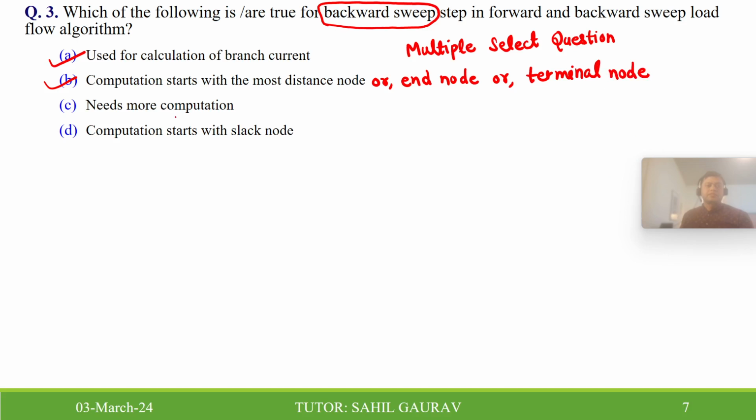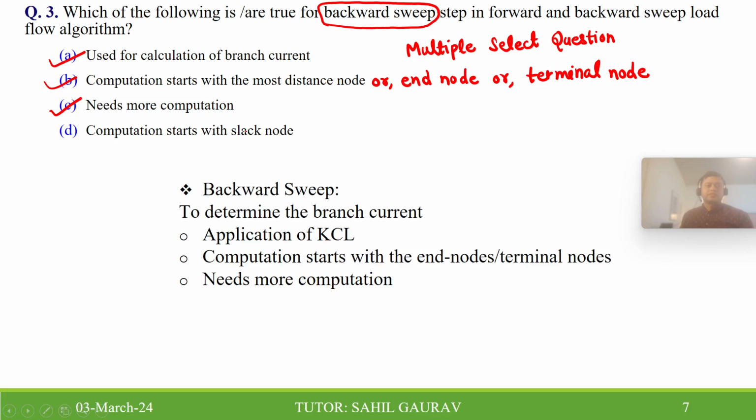Option C is that it requires more computation. Yes, the backward sweep requires more computation since it involves two expressions. And option D is that computation starts with the slack node. This is incorrect, as the computation starts from the most distant node. So A, B, C, three options are correct for the backward sweep. Here I have noted down that the backward sweep is for determining the branch current or line current, and it is the application of Kirchhoff's current law. Computation starts with the end nodes or terminal nodes, and it needs more computation.